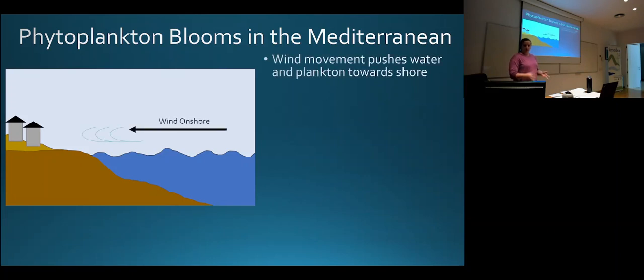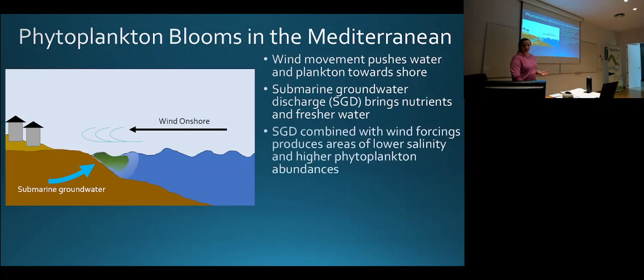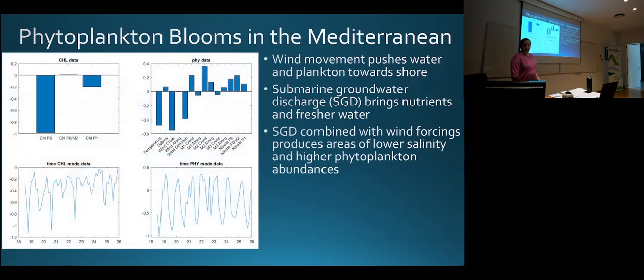So in total, we've got the wind movement pushing the water and plankton towards the shore, and we've got the submarine groundwater bringing nutrients and lower salinity, which provides these optimal regions for phytoplankton to become more abundant. And then if we look at the analysis, we can actually see that the phytoplankton, this is a CCA analysis, and the phytoplankton have a stronger correlation to the wind. So the wind is really driving a lot of the phytoplankton abundance.